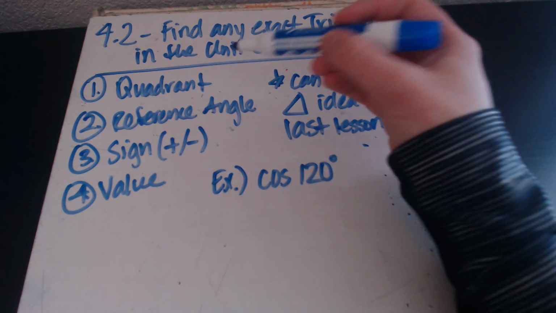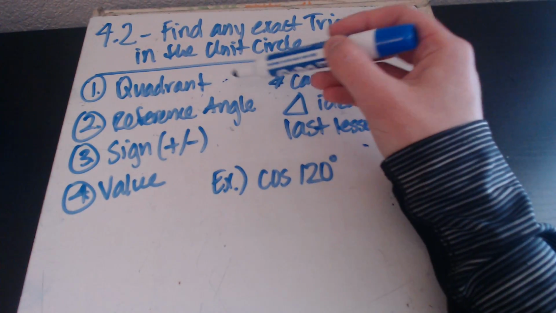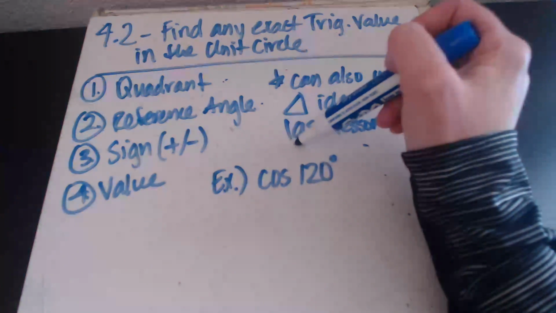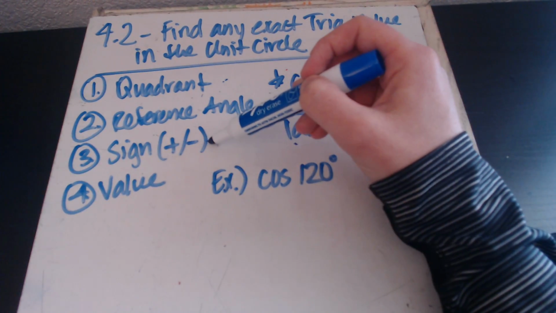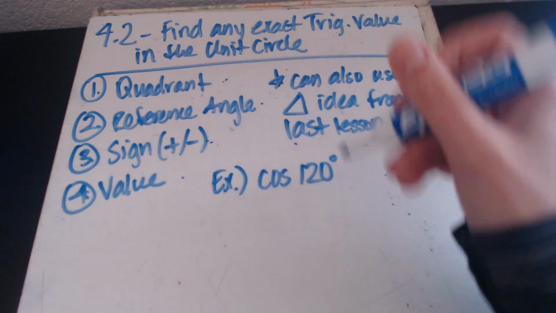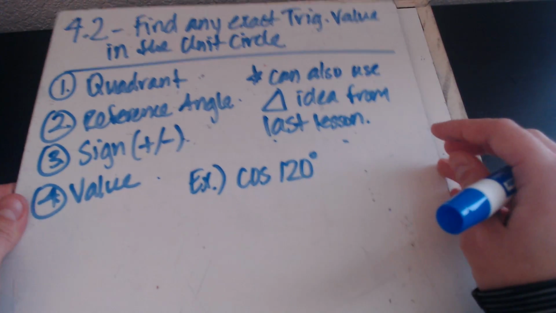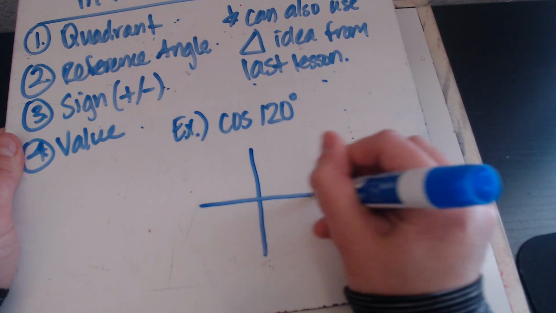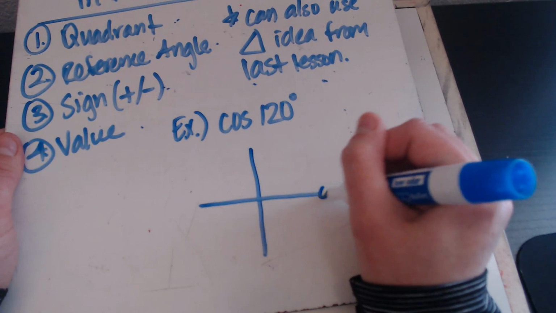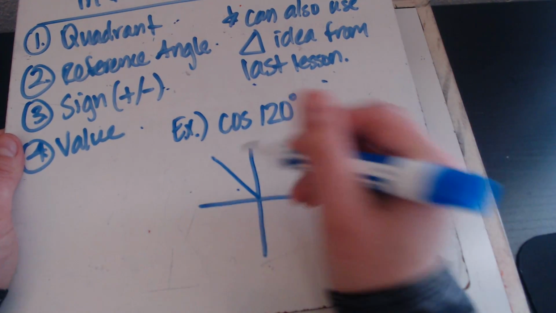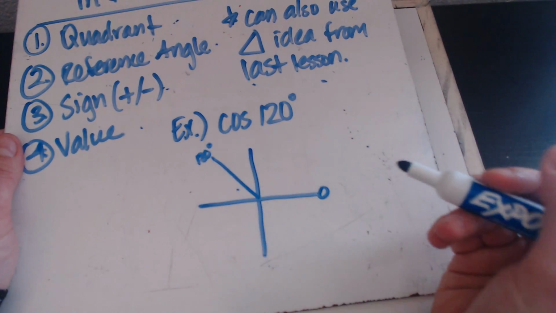The first thing I need to determine is what quadrant I'm in. Then I need to think about what my reference angle is, or what angle this is a multiple of. And then I want to determine my sign, positive or negative, and then the value. If I'm looking at cosine of 120 degrees, then 120 degrees is going to put me in quadrant 2. So this is going to be here, about 120 degrees.